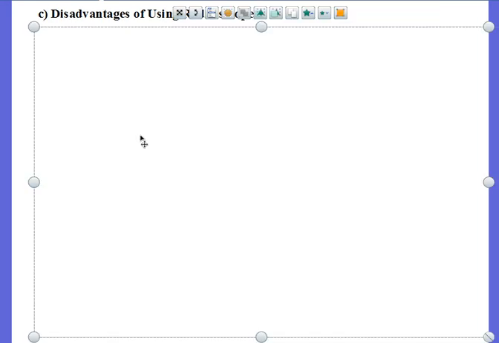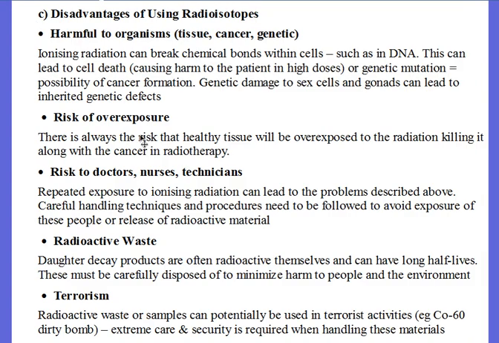Disadvantages though. Let's look at the disadvantages. There's a whole range of disadvantages. First of all, as we know, ionizing radiation can cause harm to tissues. We saw that in the previous episode on radioisotopes. It can damage DNA and therefore lead to cancer formation. There's always a risk of overexposure to healthy tissue, so you might cause damage to healthy tissue.